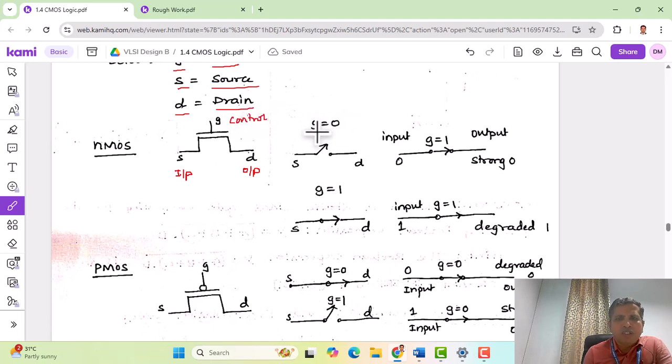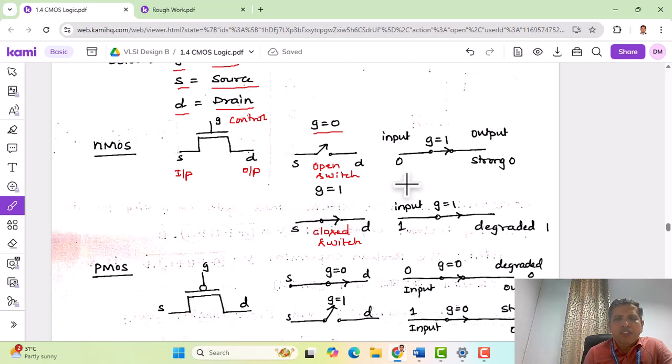Now, keeping the gate at 0, this NMOS transistor behaves like an open switch, because the gate is 0. For an NMOS transistor, the gate needs to be 1 to turn on. And when you make the gate control 1, the switch behavior is a closed switch. Now the information sent from the input side to the output side is passed.